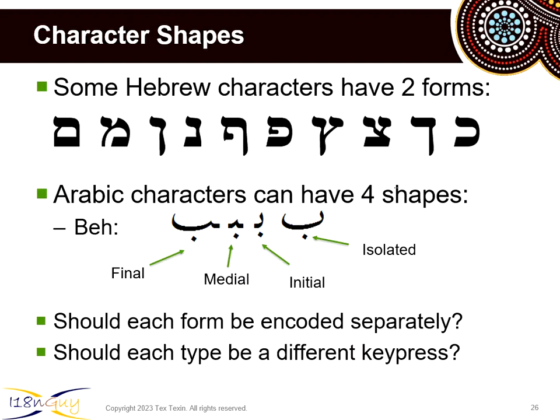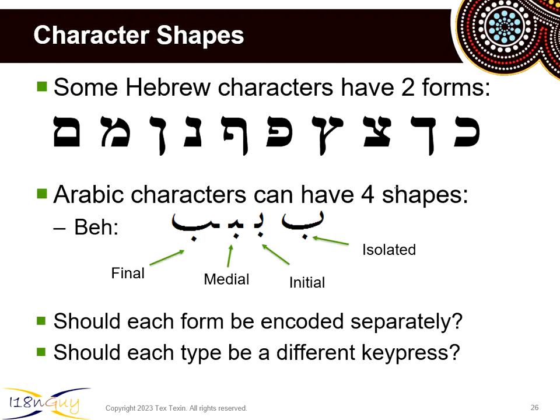In Arabic, characters can have four shapes. This is the letter beh, and if it's written by itself with spaces around it, it's called the isolated form. It's written like this. And then proceeding to the left, if it's the first character in a word, it's drawn this way. If it's in the middle of a word, it's drawn this way. And you can see that it has connectors on both sides of it. And then at the end of a word, the final shape, it looks like this.